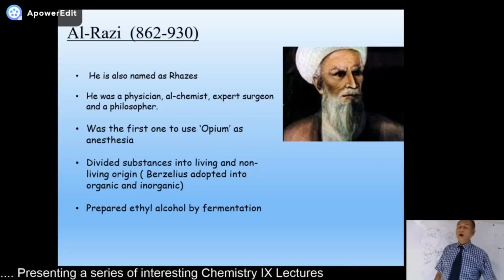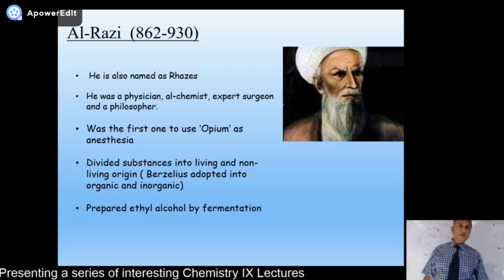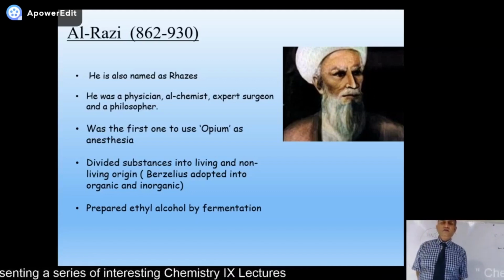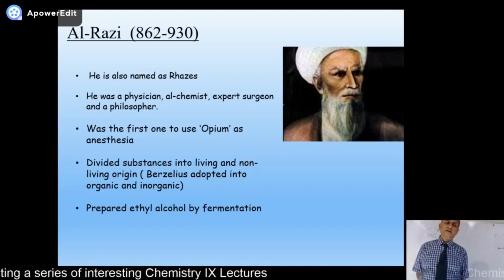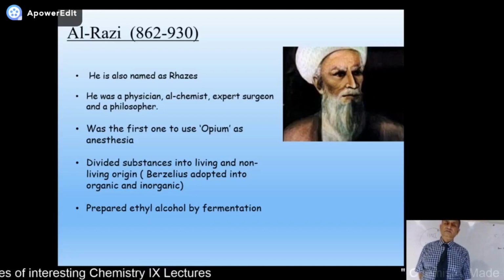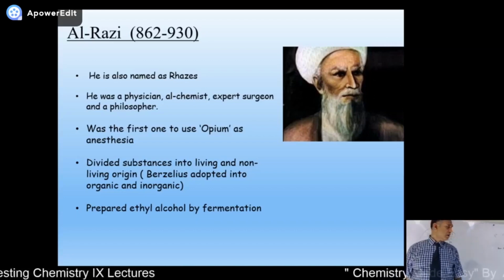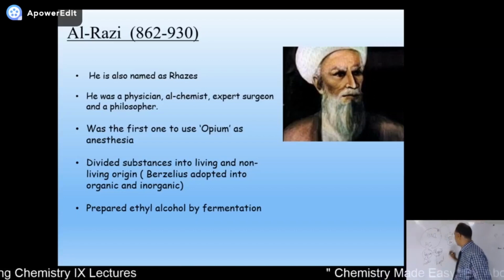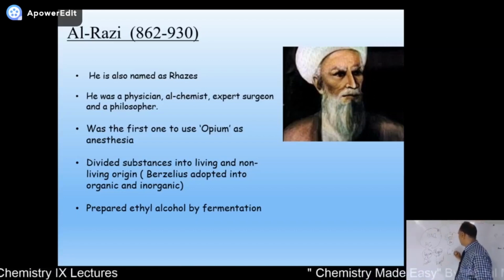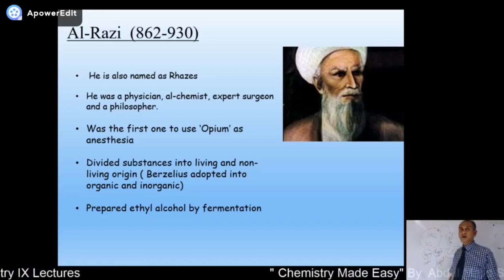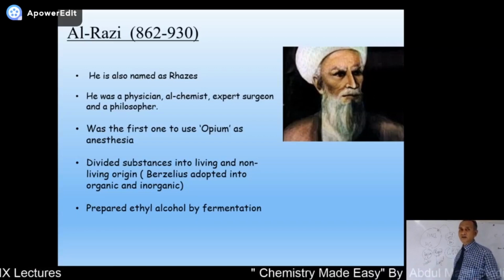Right? And most important thing, he was the first one to prepare alcohol by fermentation. What kind of alcohol? Ethyl alcohol. What is the formula of ethyl alcohol? C2H5OH. This is called ethyl alcohol or ethanol.